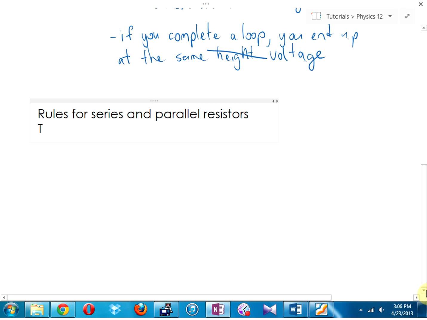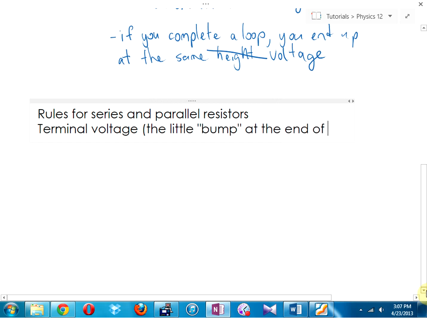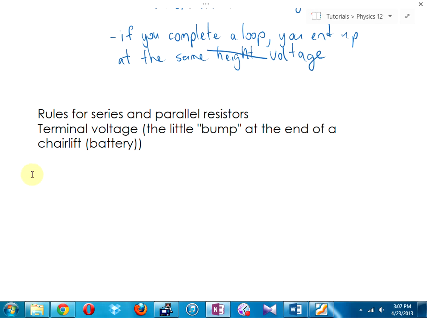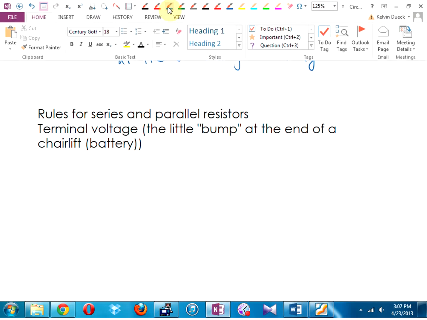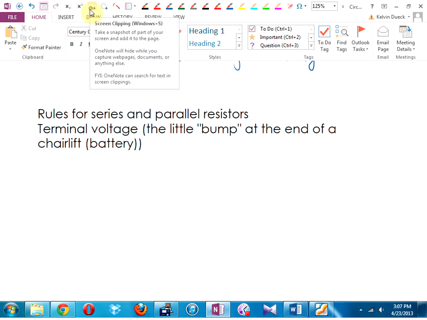And then the last thing we talked about was terminal voltage, which we called the little bump at the end of a chairlift, which really was a battery. So let's look at some stuff. I think the best way to jump in is just to do some examples, and then I'll also go over any weird ones you're wondering about from the big review package. Sure, this one will work. Terminal voltage. The reason I'm starting with terminal voltage is it seems to be what in the past kids have struggled with the most.